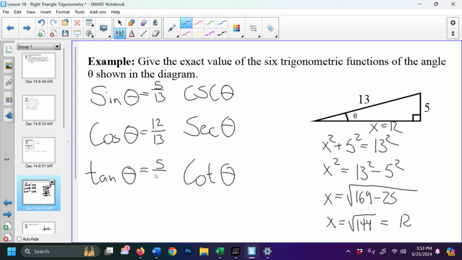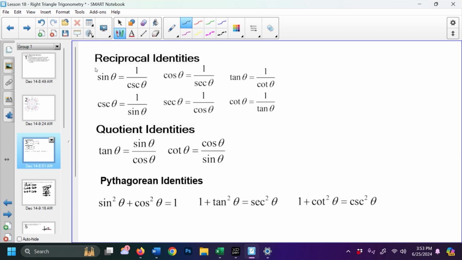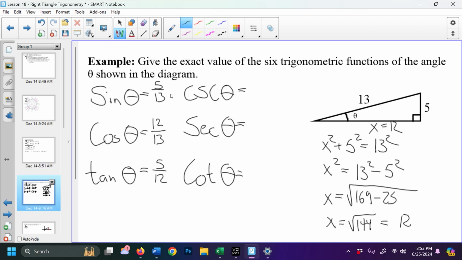And then the cosecant, and again, I find these by using the reciprocal identities. The cosecant is 1 over the sine, or the reciprocal of the sine. So all I have to do is flip these ratios and take the reciprocal of the fractions, which will give me 13 over 5 for cosecant. It'll give me 13 over 12 for secant, and then 12 over 5 for cotangent. And that is all 6 of those values.